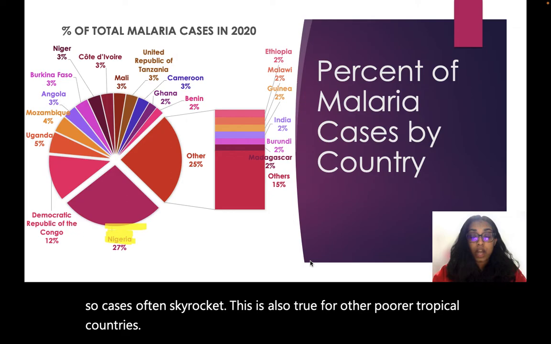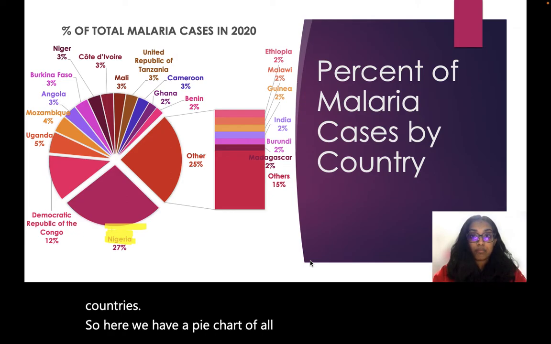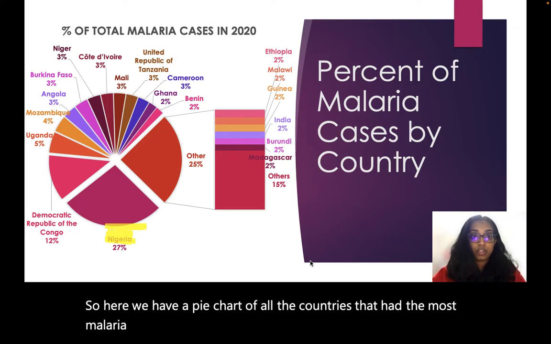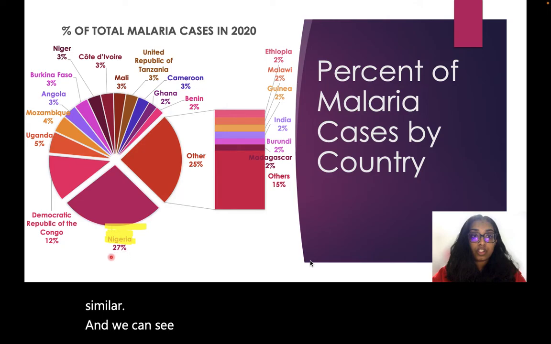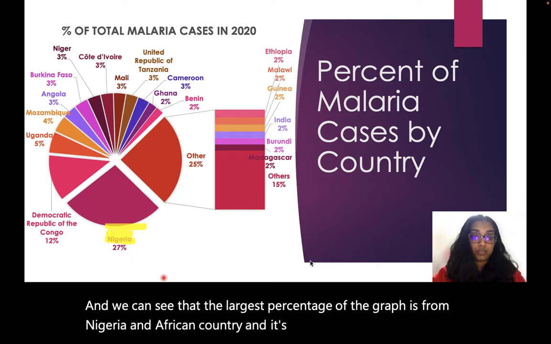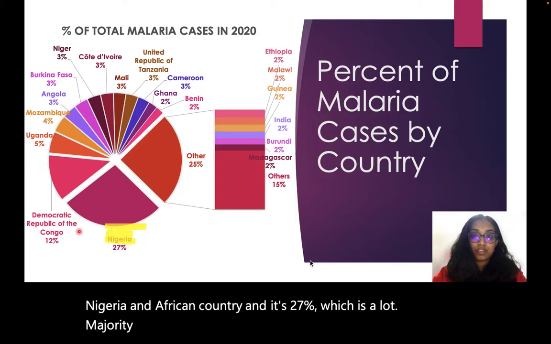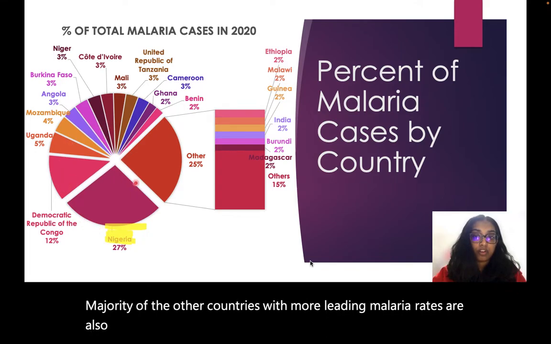So here we have a pie chart of all the countries that had the most malaria cases in 2020. In previous years, the trends were pretty similar. We can see that the largest percentage of the graph is from Nigeria, an African country, and it's 27%, which is a lot. A majority of the other countries with leading malaria rates are also in sub-Saharan Africa, as I mentioned in the other slide.